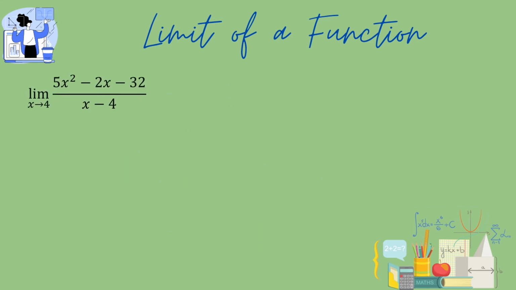Let us try another example. Find the limit as x approaches 4 of the quantity 5x squared minus 2x minus 32 over the quantity x minus 4.